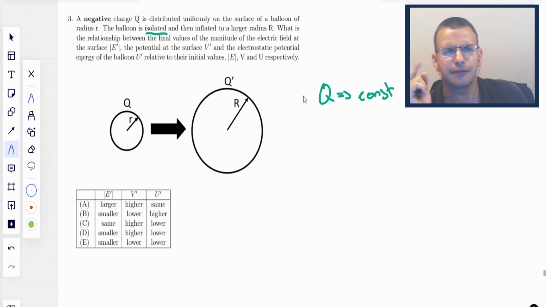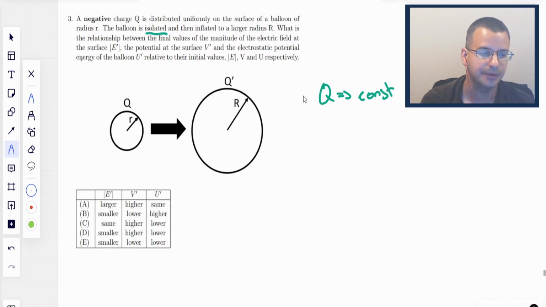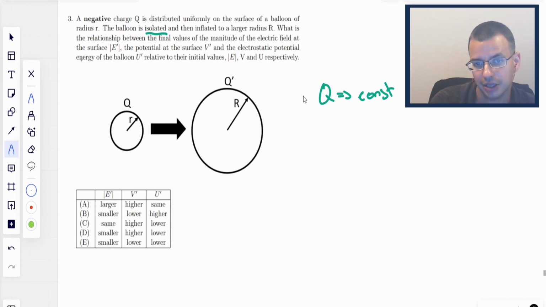I don't know. Focus. What is the relationship between the final values of the magnitude, absolute value, of the electric field at the surface E, the potential at the surface, and the electrostatic potential energy of the balloon relative to their initial values? Okay. So we're going to start by looking at the electric field.